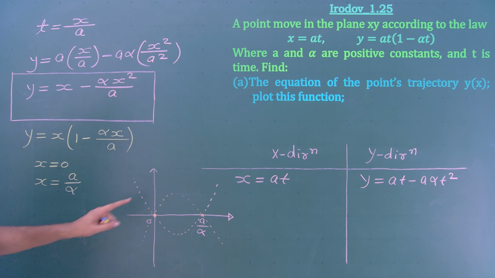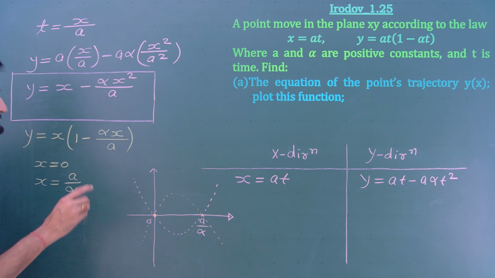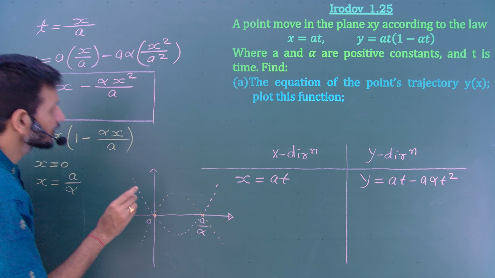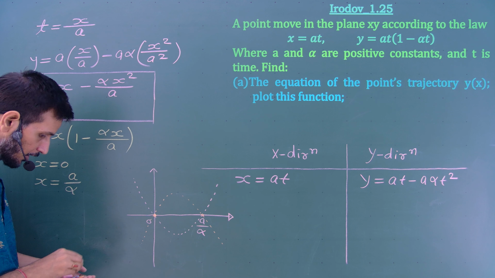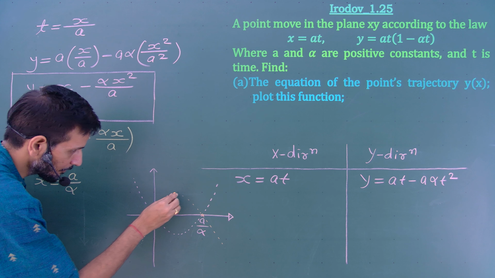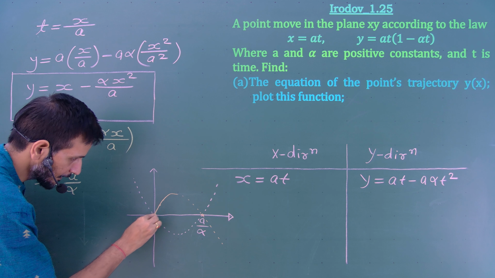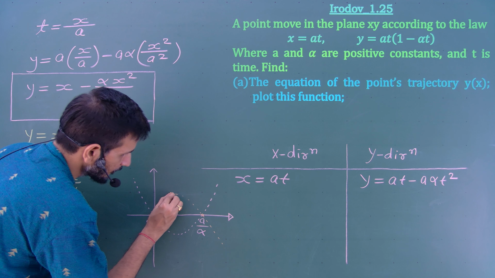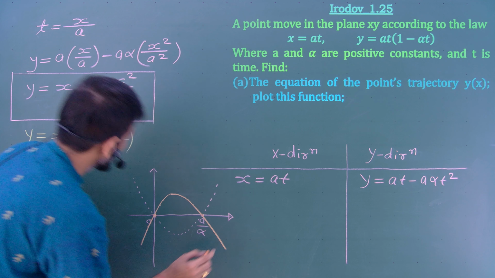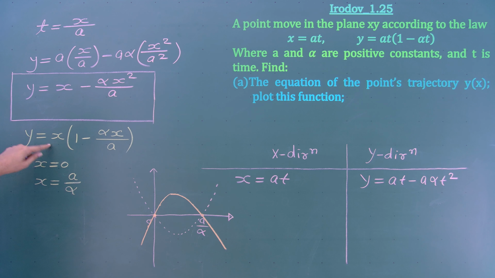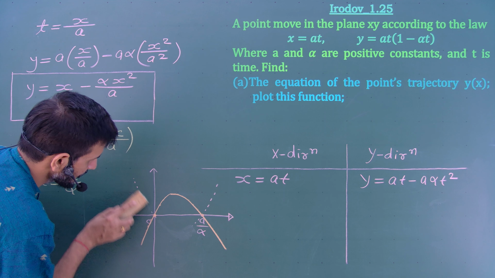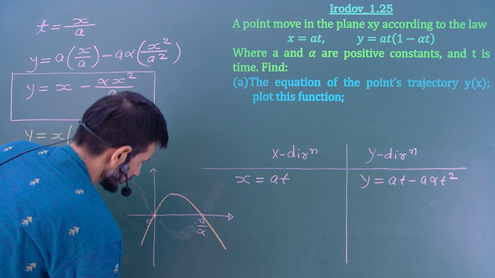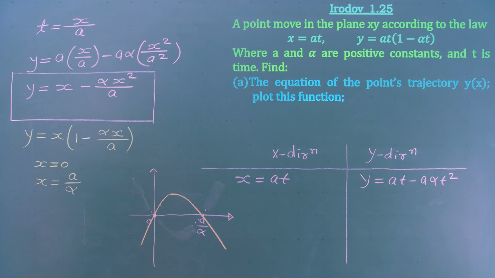Now I have to choose only one curve. So I will choose the inverted curve because the x square term has a negative coefficient. So this must be an inverted parabola. This is the nature of the curve of the trajectory equation. This is not to scale. So this is the solution of the first part.